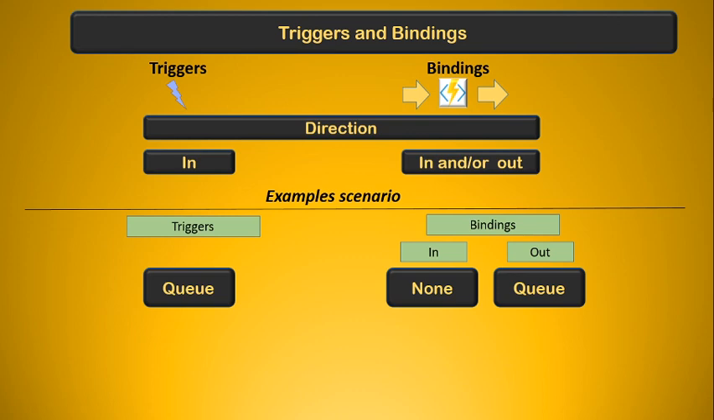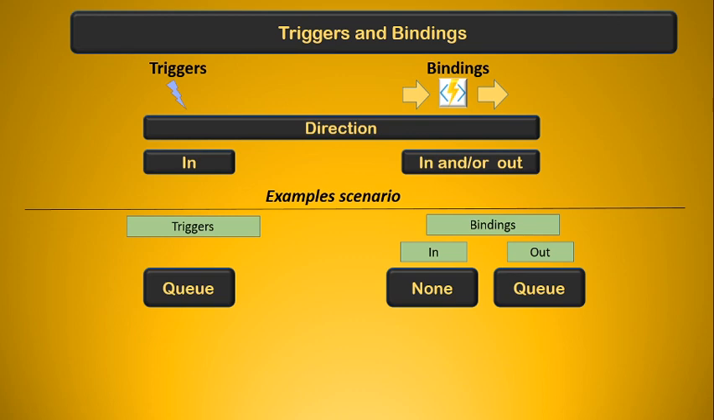So in this case, the queue that we are using for the trigger and the queue that we are using for the bindings are different queues. So you are reading data from one queue, processing the data and creating a new message out of it, and then you are writing the data in a separate queue which may be connected to another service or may be connected to another function as well. So that is one scenario.